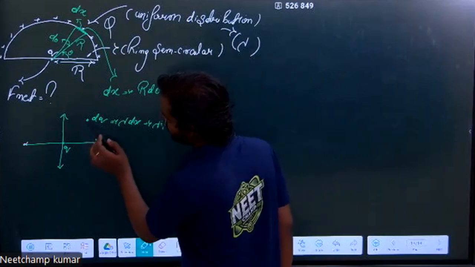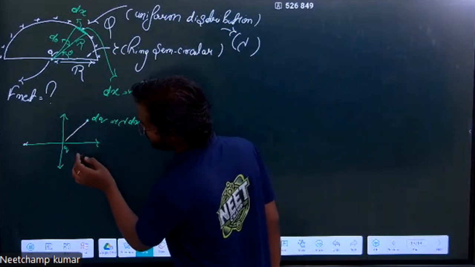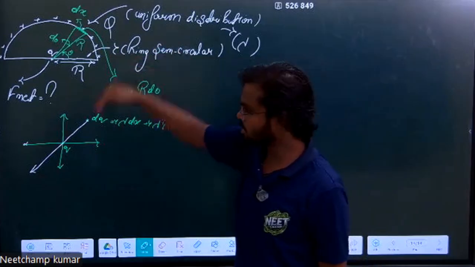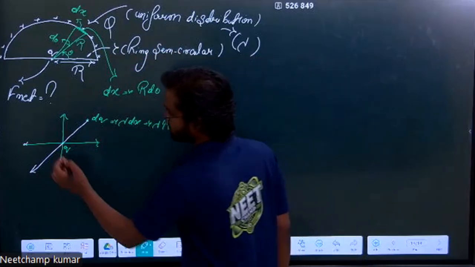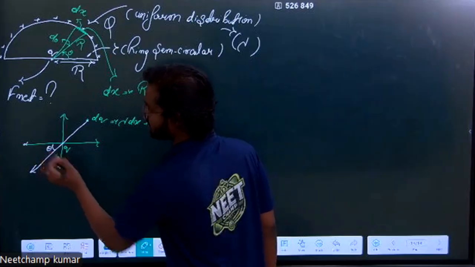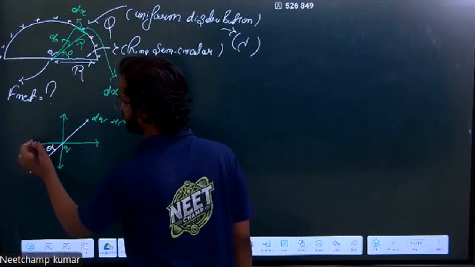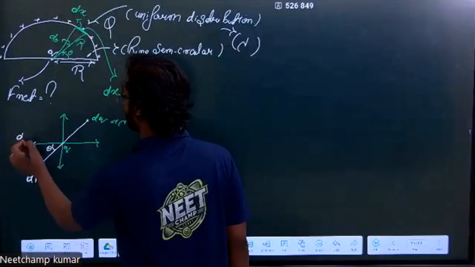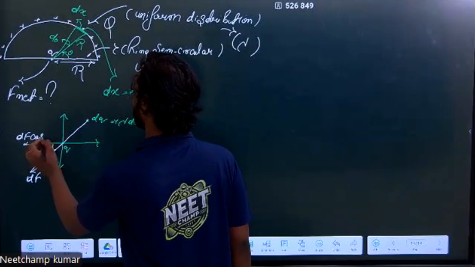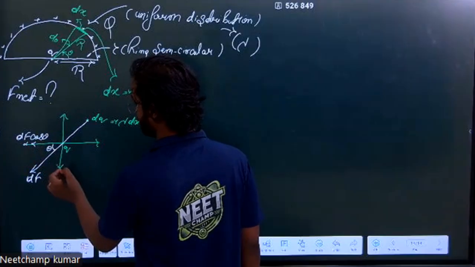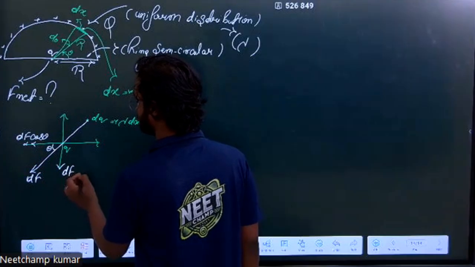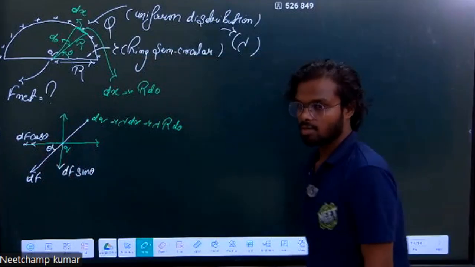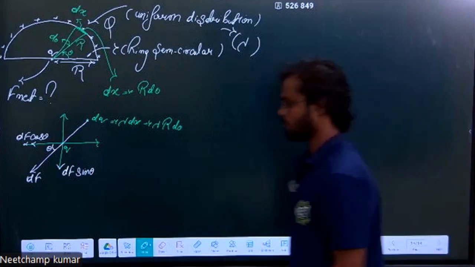Now this charge is going to repel this charge in this direction, because both are the same type of charges, so they will repel each other. Suppose this angle is theta. Then here we will get one component, suppose this force is df, so this will be df cos theta, and this will be df sin theta. So we will have two components. Now we will integrate these to get the net force.